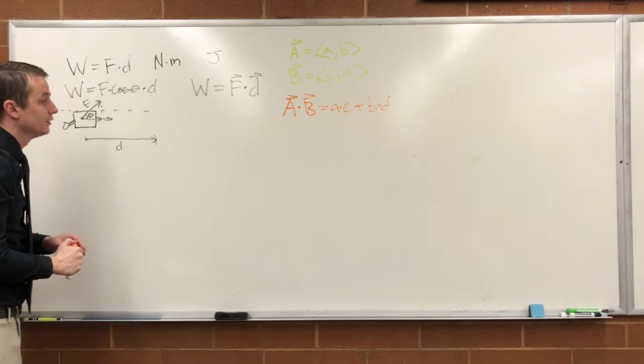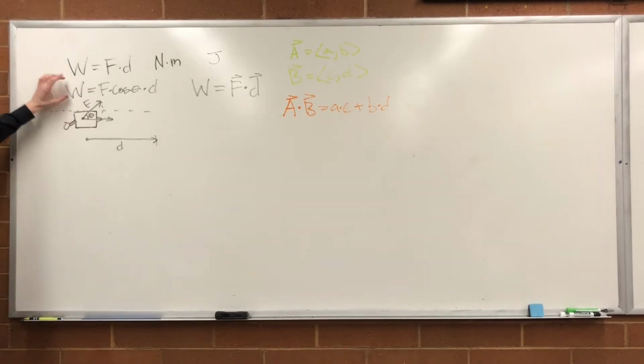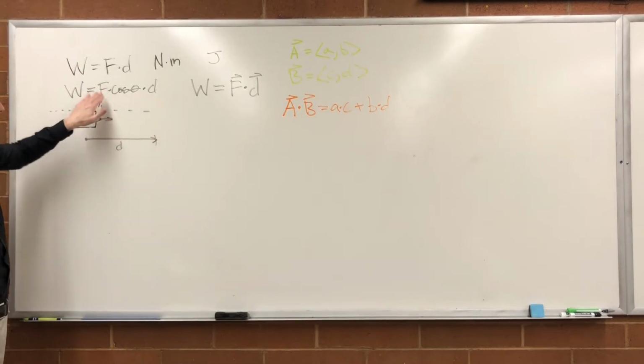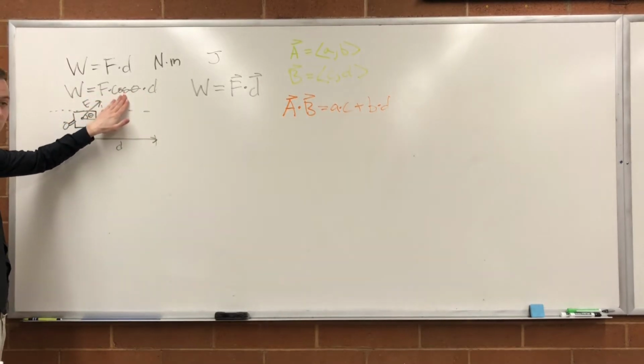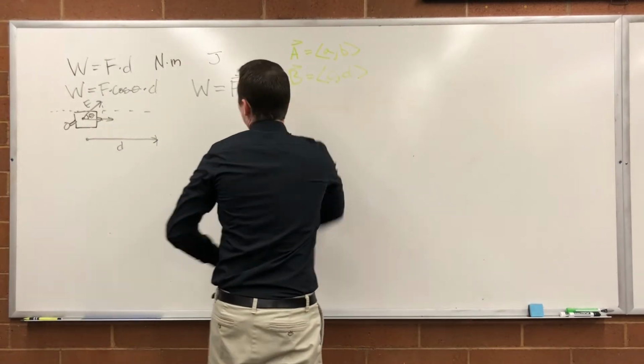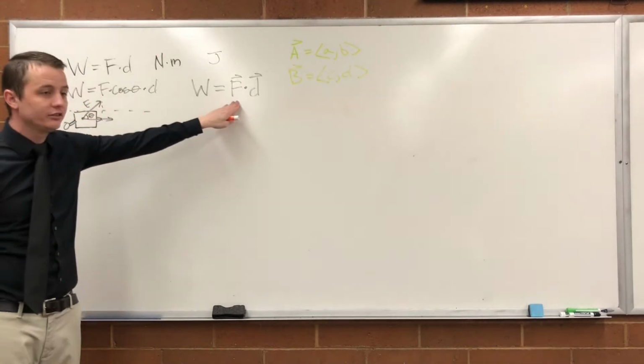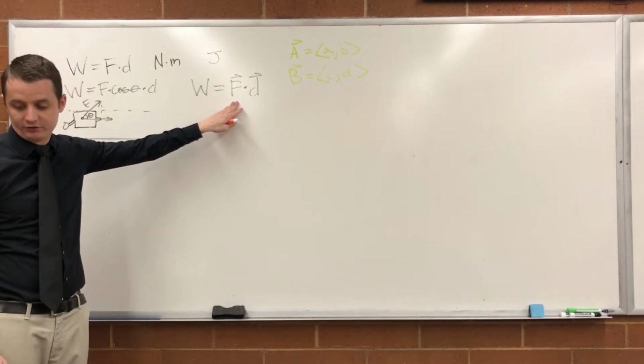Okay. Make sense? Yeah. Okay. So here's the two ways that we find it. Work is force times distance times the cosine of the angle between them, or it's equal to the dot product of the two. Now this is still only the case when force is a constant. When we're talking about a constant force.